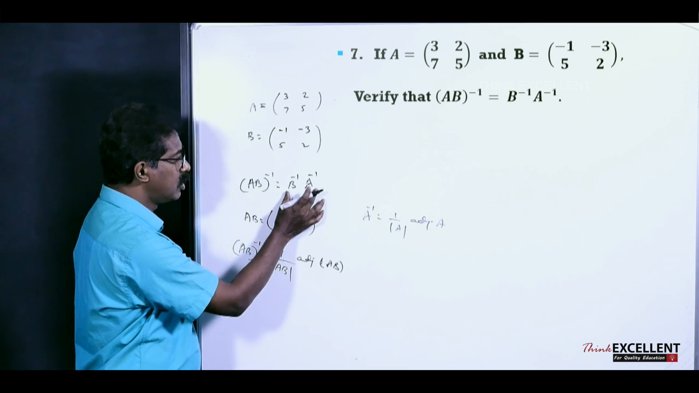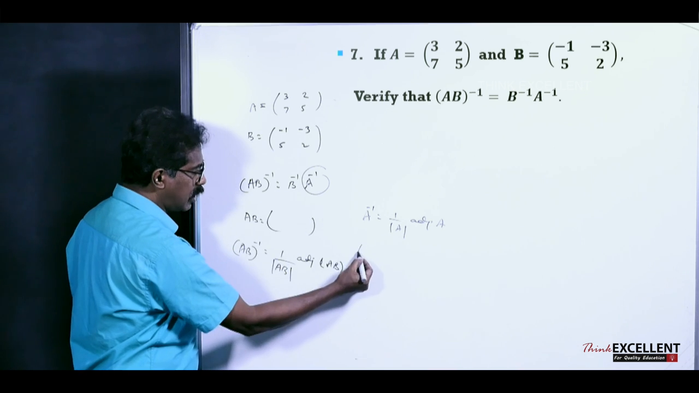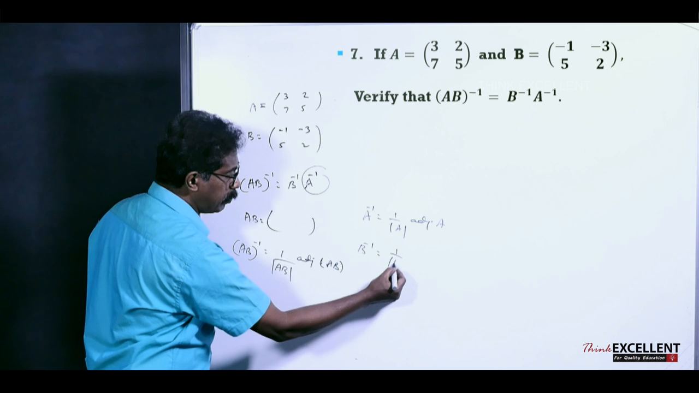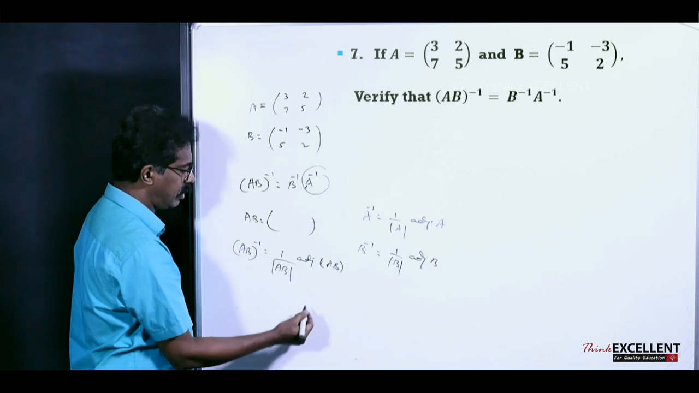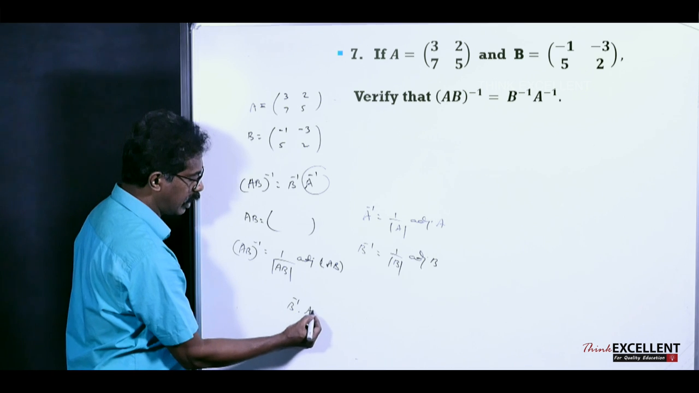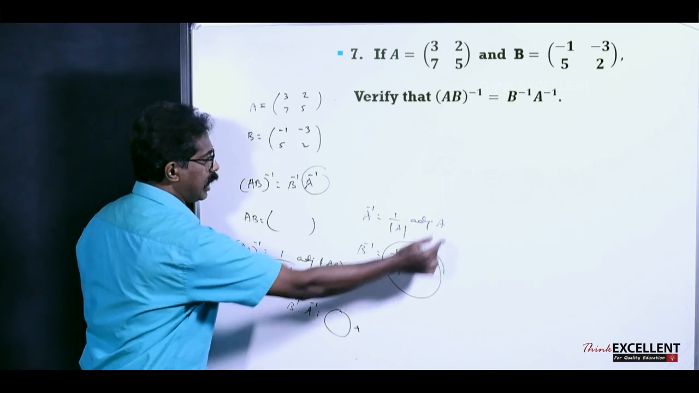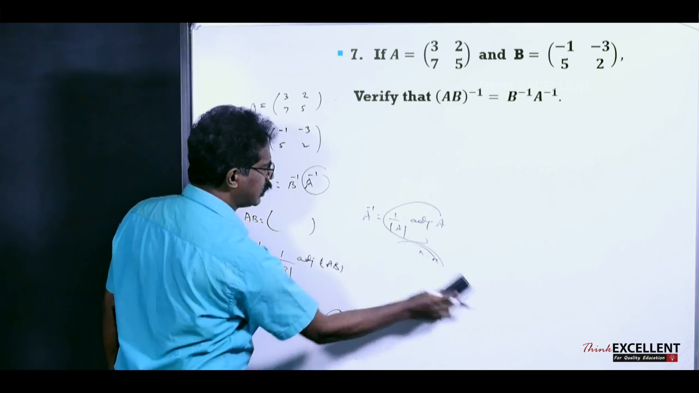For RHS, you need A inverse separately. You need B inverse also. What is B inverse? 1 by determinant B into adjoint B, right? Then you find B inverse into A inverse. Don't change the order, it is important. B inverse into A inverse. Okay, these are the steps.